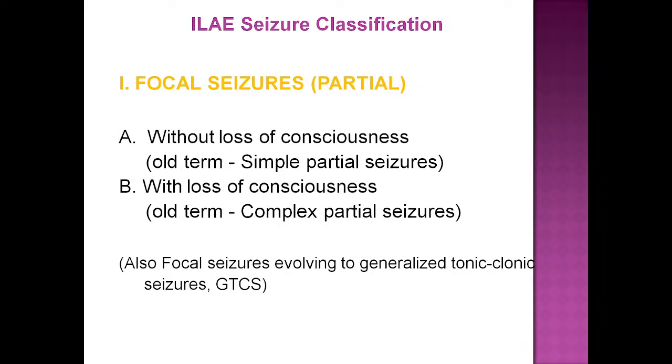There are also focal seizures which get secondarily generalized to generalized tonic-clonic type of seizures. So this is a seizure which starts as a focal seizure but then evolves to become a generalized seizure. All right. Then you come to generalized seizures.